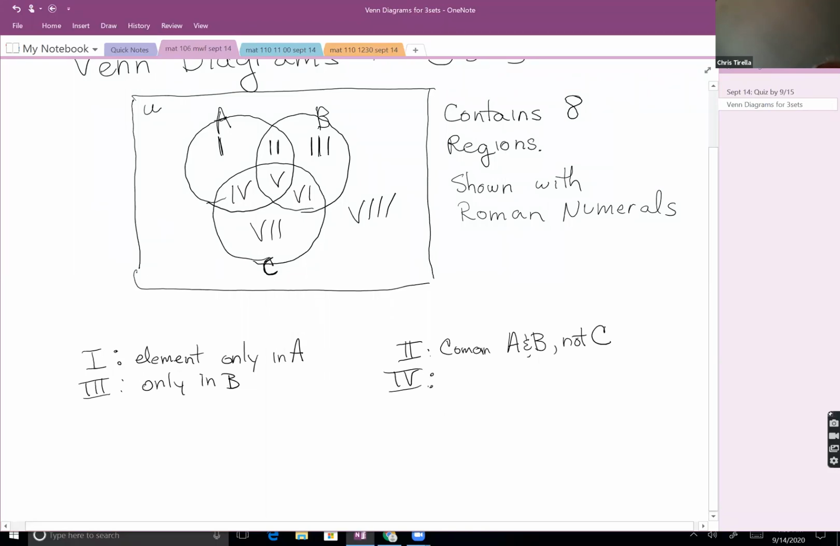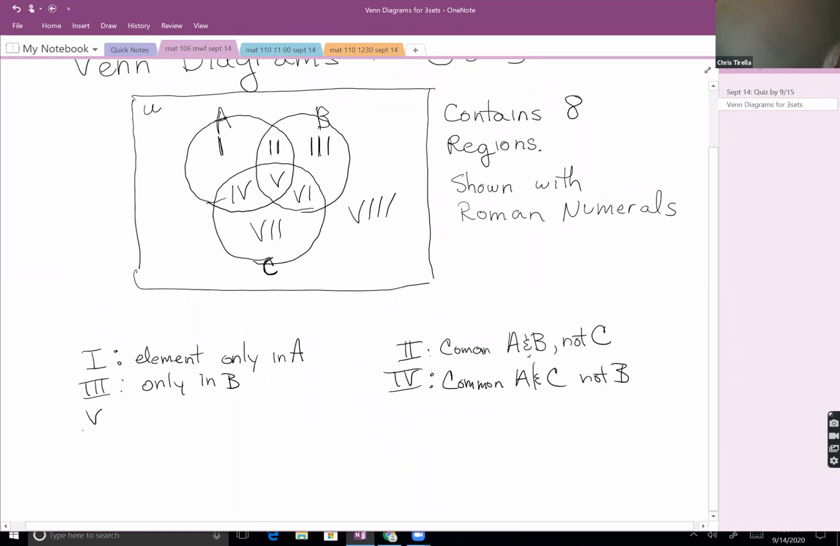What would be in region 4, IV? And hey, folks, when you're doing these things on your own, if you're more comfortable with regular numbers instead of Roman numerals, that's fine with me. But you're going to find in my math lab with these ones, they use the Roman numerals. So region 4, IV is over here. What would that be? A and C, but not B. Common to A and C, but not B.